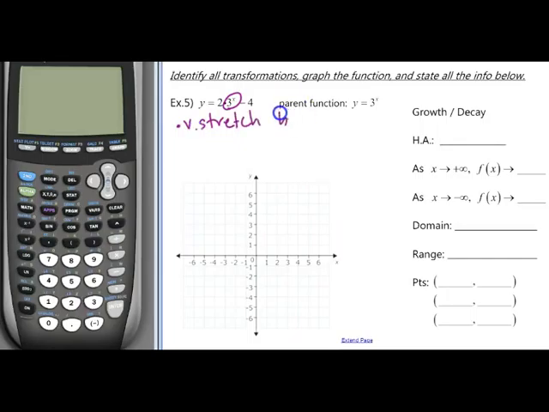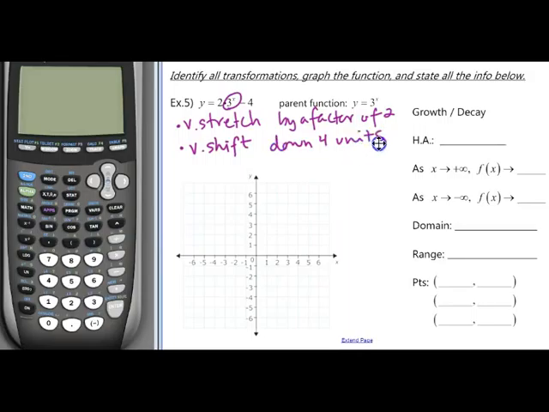by a factor of 2. So we're actually going to stretch our graph. Now we have this -4 at the end, and take note that it's not part of the exponent, it's just on at the end. So that means that we are going to have a vertical shift down 4 units.